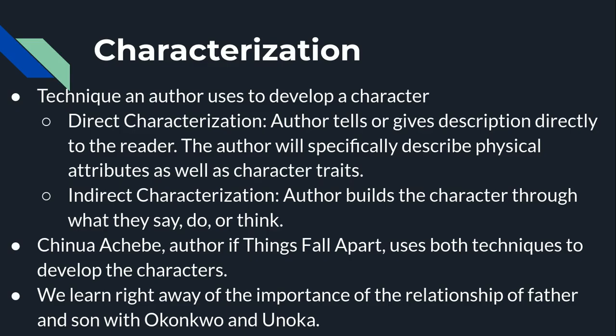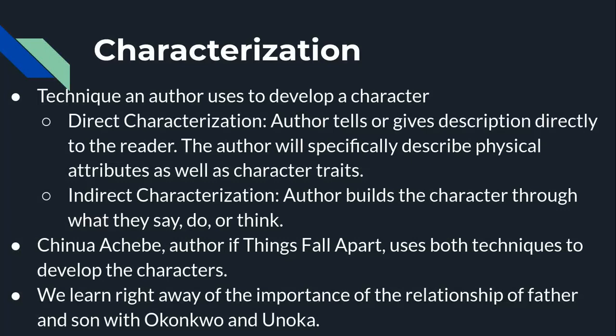All right, we've talked a lot about characterization throughout the year when we were together, and if you can remember, that is just a technique that authors use to develop a character. And we've talked about direct and indirect. With direct characterization, the author tells you specifically what they look like, how they act. And we know that, let's say, for example, Okonkwo has a really bad temper. And so he directly tells you that.